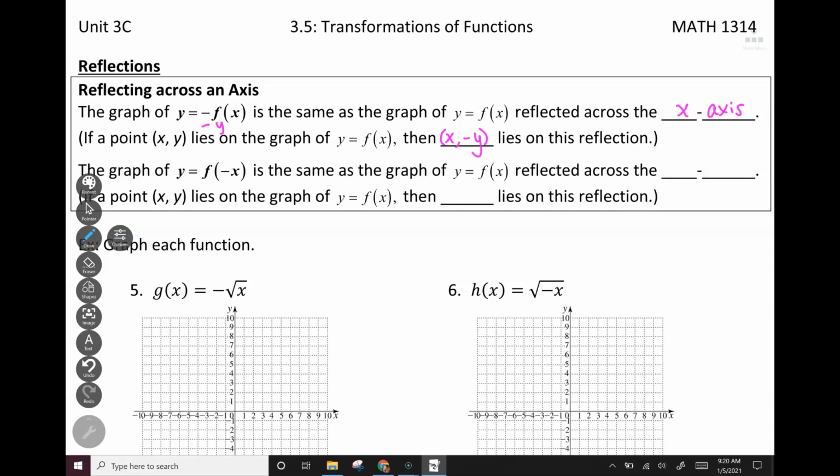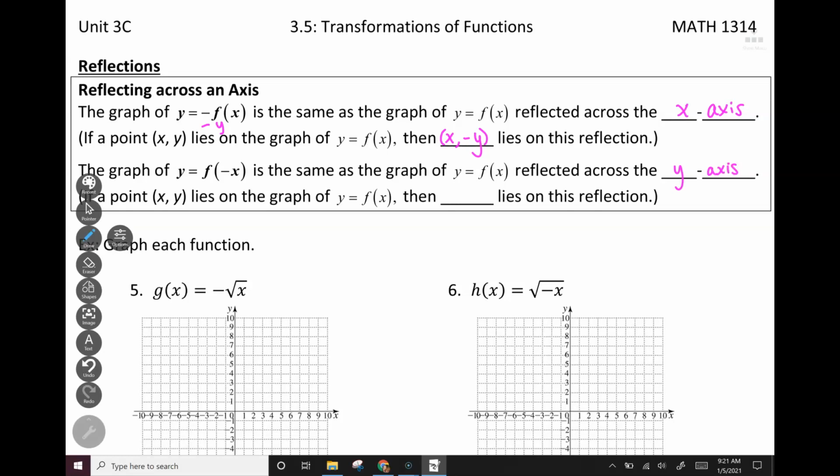So notice so far in yesterday's discussion and today's, if something is occurring outside of the function, it affects the y. If something happens on the inside of the function, that would be inside the parentheses or whatever function you have going on, it's going to affect the x value. So let's look at the x value. The graph of y equals f of negative x is going to be the same as the graph of y equals f of x, but it will be reflected across the y-axis.